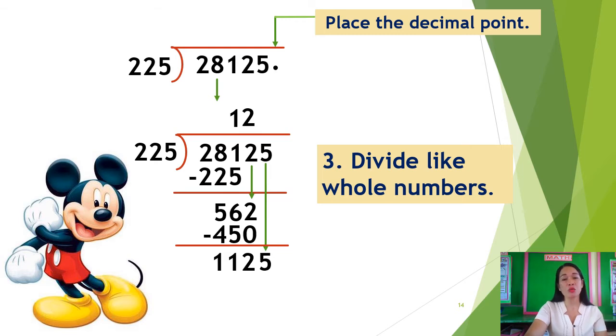So 1125 divided by 225 equals 5. So 5 times 225 equals 1125. Then 1125 minus 1125 equals 0.